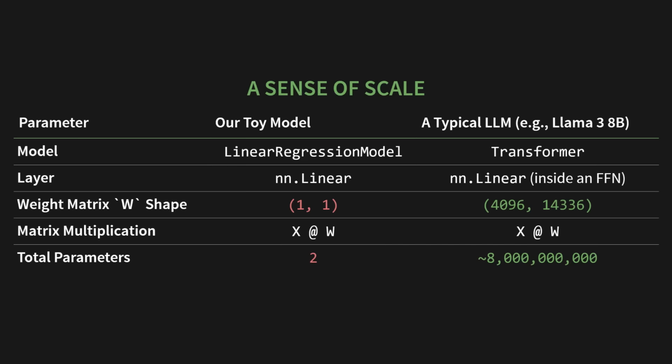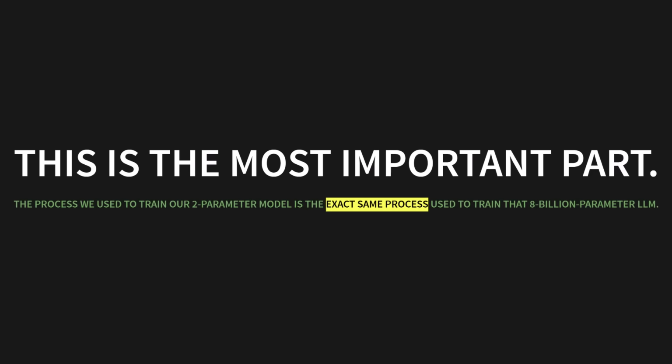But the operation, matrix multiplication, it's the same. X @ W for us, X @ W for the LLM. And finally, total parameters. Our toy model had 2. The LLM, around 8 billion. And this is the most important part. The process we used to train our 2-parameter model is the exact same process used to train that 8 billion parameter LLM.